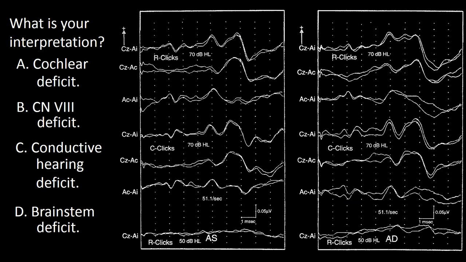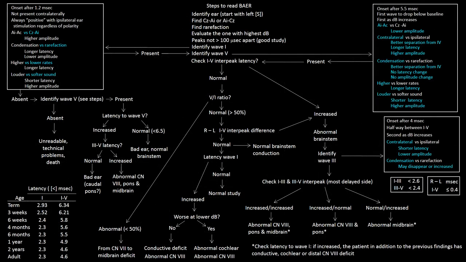Next question. What is your interpretation? A. Cochlear deficit. B. Cranial nerve 8 deficit. C. Conductive hearing deficit. D. Brainstem deficit. To answer this question, I like to go back to the master chart. After concluding that the brainstem auditory conduction is normal in this patient, we need to turn our attention to wave 1 latency.